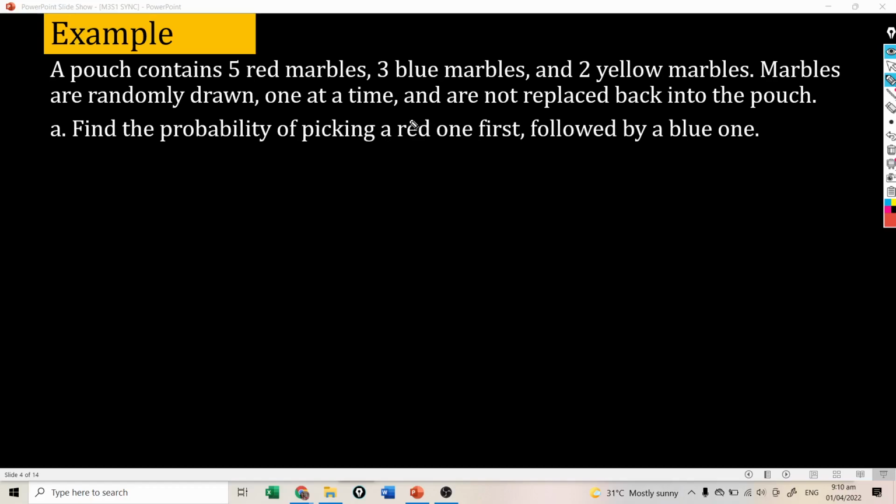Now, ano probability na sa unang bunot mo, red ang iyong mapipili? Meron kang 5 red, tatlong blue at dalawang yellow. That's a total of 10 marbles in the pouch. Now, 5 of them are red. So if you're looking for the probability of picking a red one at the beginning, that's 5 possible reds out of a total 10 possible marbles. So that's 5 over 10 or 1/2 later on. Now, you're picking a red one and then followed by a blue one. So let's use the blue ink here.